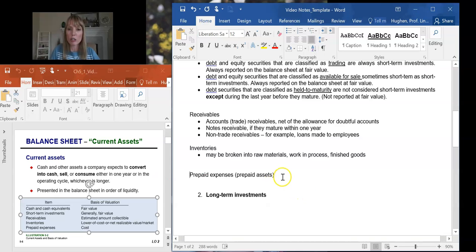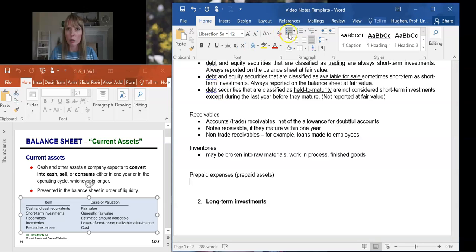Okay, our last current asset, and again, remember we do report these in this order: cash, short-term investments, receivables, inventories, and then prepaid expenses, otherwise known as prepaid assets. We have already covered what we're talking about with prepaid expenses. This is where you pay in advance of using short-term assets such as insurance, prepaid rent, or prepaid taxes.